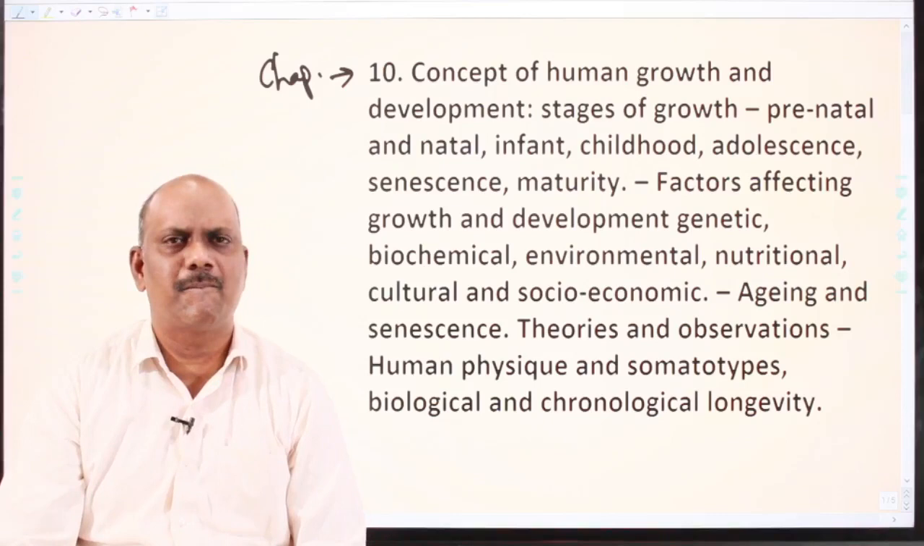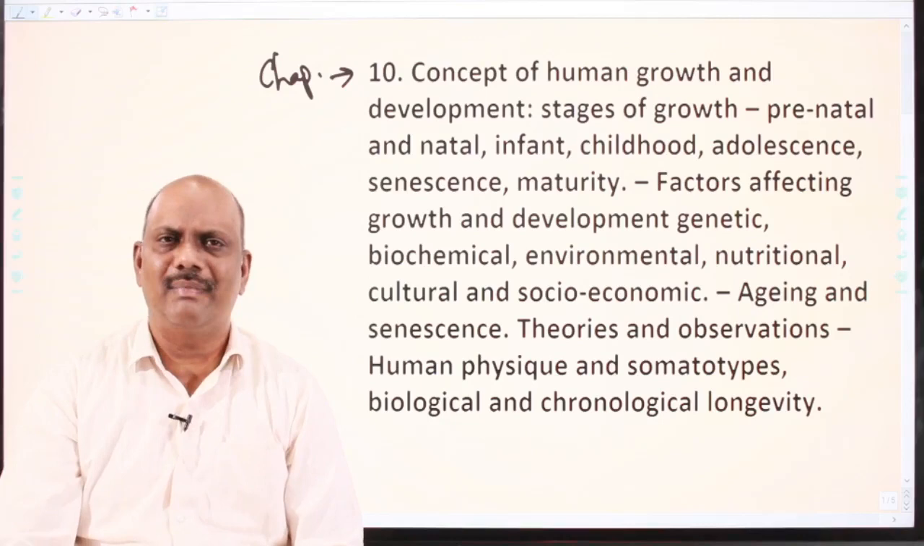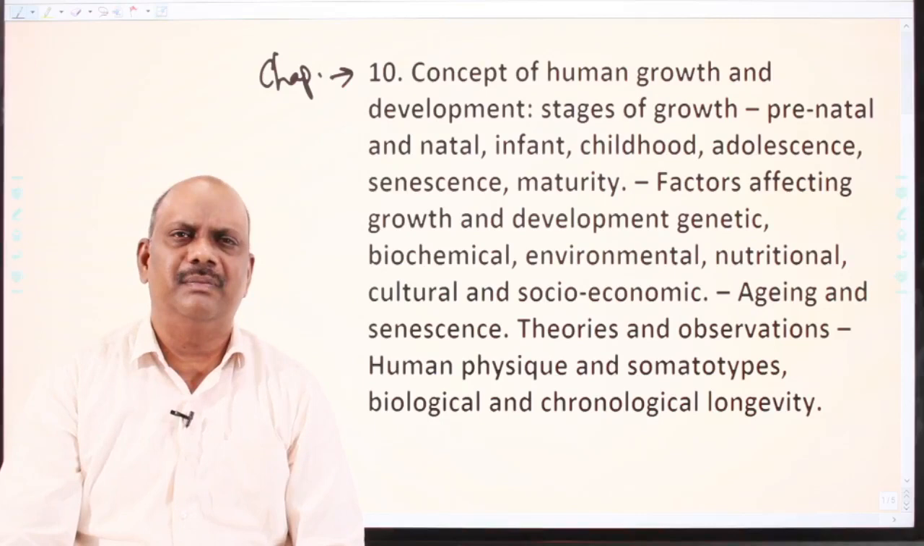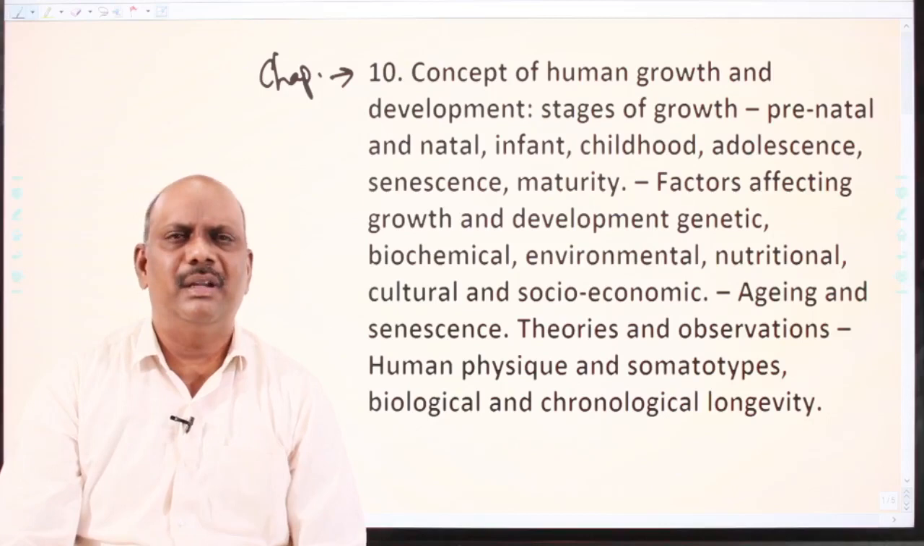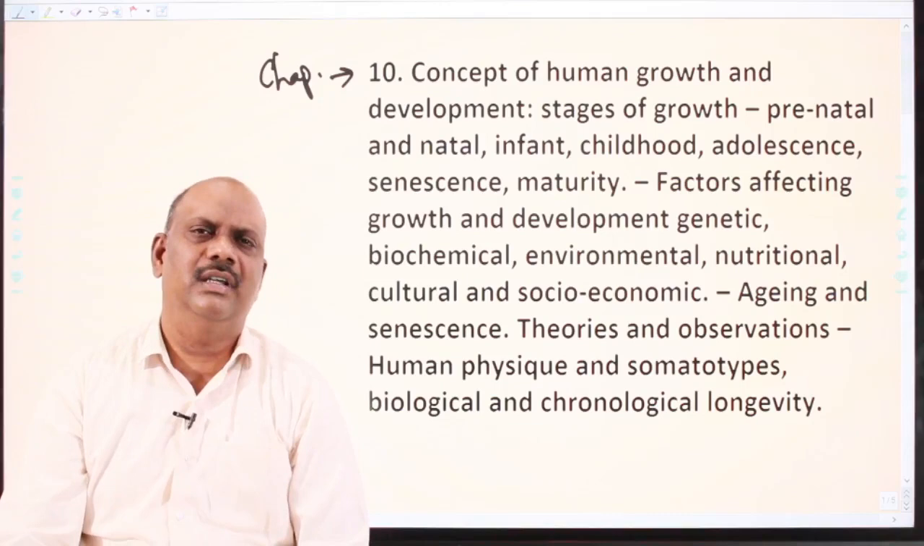Then aging and senescence: theories and observations. There are a number of theories which deal with aging, because we cannot just prove what exactly was the reason for aging. There is no particular single reason for aging. So there are a number of theories which are broadly classified into cellular and extracellular theories of aging.